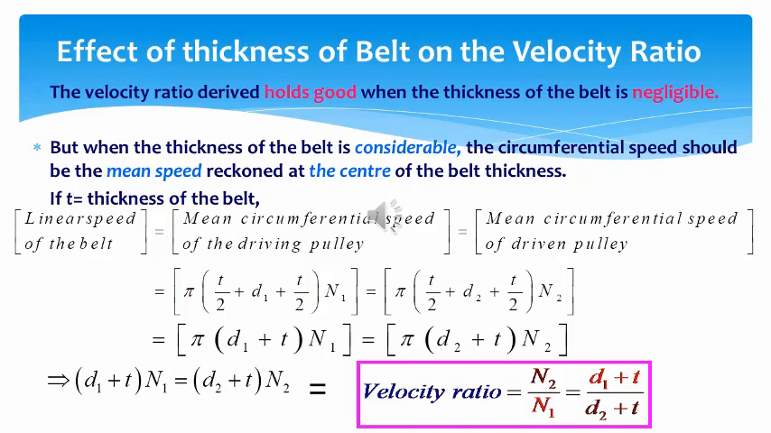So linear speed is equal to the circumferential speed of the driving pulley, which is in turn equal to the circumferential speed of the driven pulley. So now considering the thickness t, we know that it is pi d n. To the diameter d, we have to add the thickness on either side, which becomes t by 2 on one side and t by 2 on the other side. So adding the thickness, we get pi (d1 plus t) n1 is equal to pi (d2 plus t) n2, or (d1 plus t) n1 is equal to (d2 plus t) n2, or in other words, velocity ratio is equal to (d1 plus t) divided by (d2 plus t).